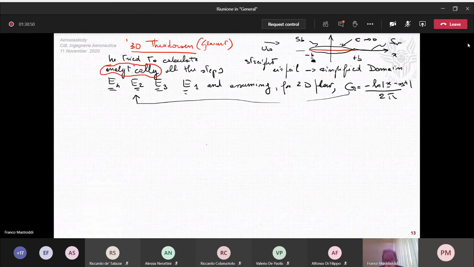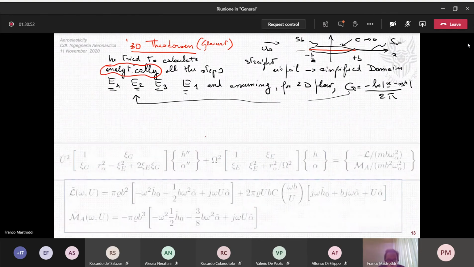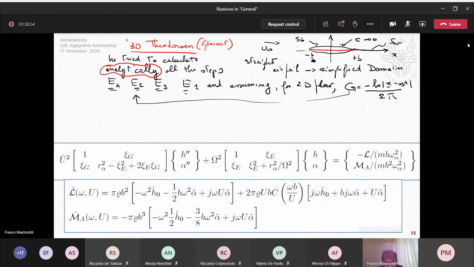And what about the result? The result was the following. This is our equation in the time domain for an airfoil. Note that for Theodorsen theory, the two Lagrangian coordinates Q1 and Q2 are not the modal coordinates.